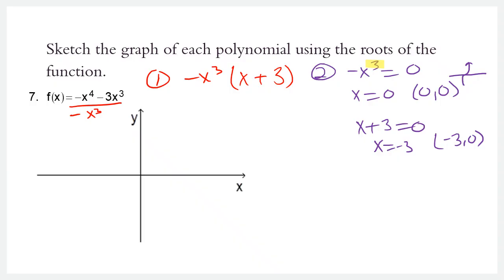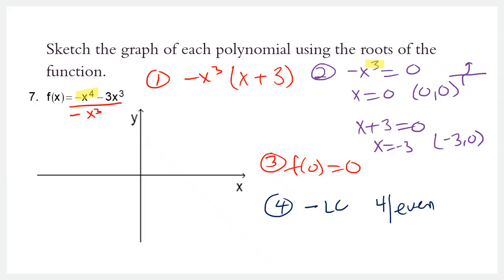All right. On to number 3. On number 3 is our y-intercept, and because we have 0, 0, that means our y-intercept is also at 0. Last is identifying our leading coefficient and our degree. So going back to the original, because it was already in standard form, we know that our leading coefficient is negative. So we have a negative leading coefficient, and our degree is 4, so we have an even degree.